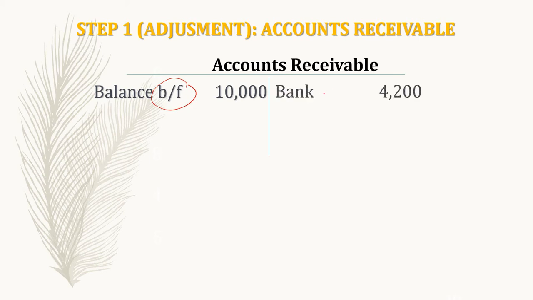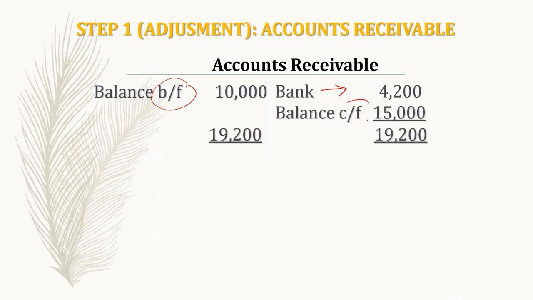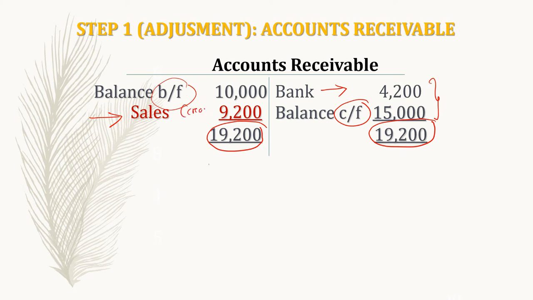Okay, so this amount 4,200 is taken from my cash book. So my ending balance is 15,000 ringgit. So this one will total up the amount of 19,200. So both sides will be the same amount. So the missing value is actually my sales, 9,200. And this is actually my credit sales.